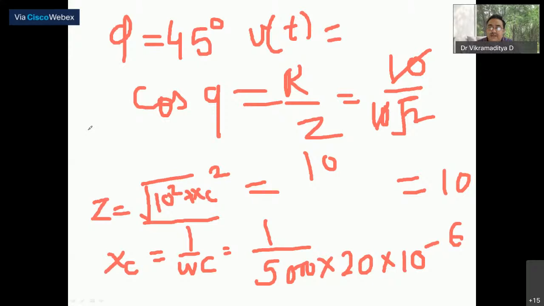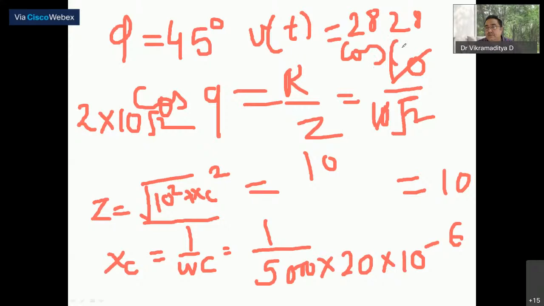The maximum value of the current is 2. So I into Z. Z is nothing but 10 into root 2. So it is 20 into root 2, and root 2 is nothing but 1.414. So it will be 28.28. So your answer will be 28.28 cos of 5000 t minus 45 degree.